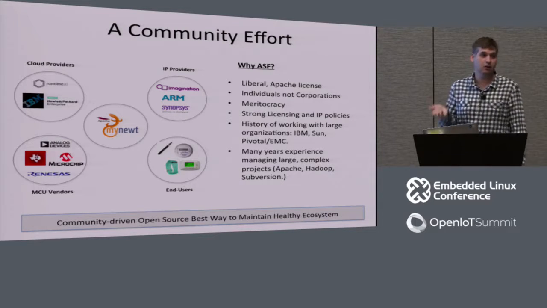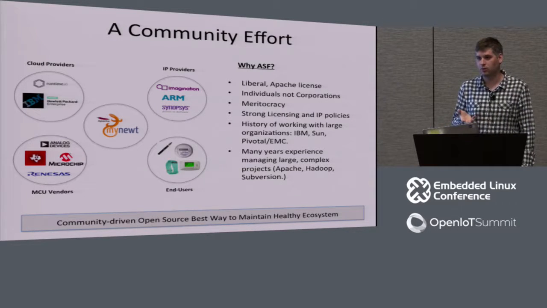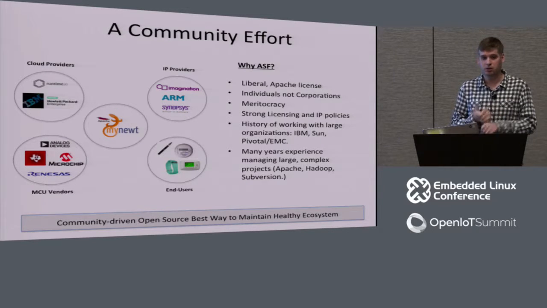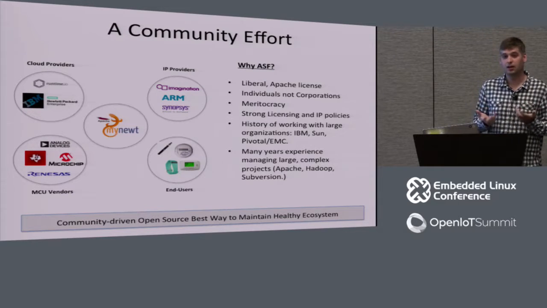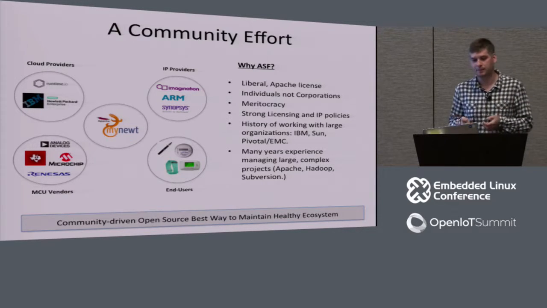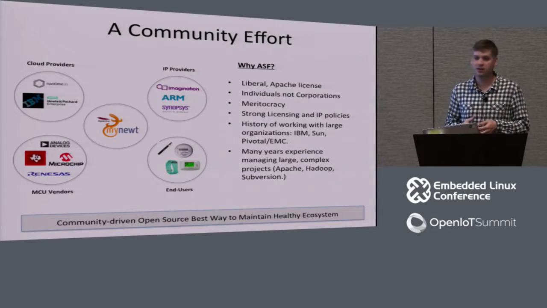So we chose the Apache Software Foundation. The reason we chose the Apache Software Foundation is it has a very long track record of community-driven open source. Apache is all about how you build and run communities, and it has strong licensing and IP policies. One of the things you don't see in a project just run on GitHub, which is a lot easier to run, is contributor license agreements and IP assignment agreements.